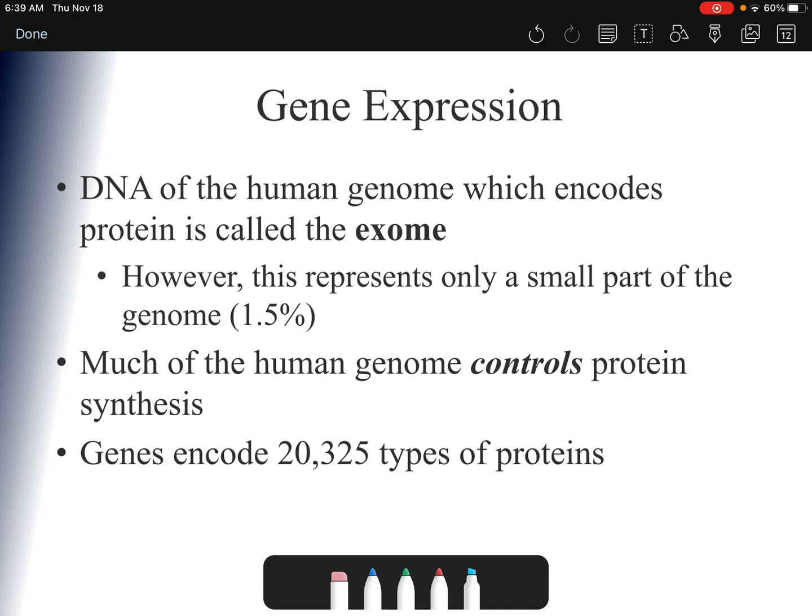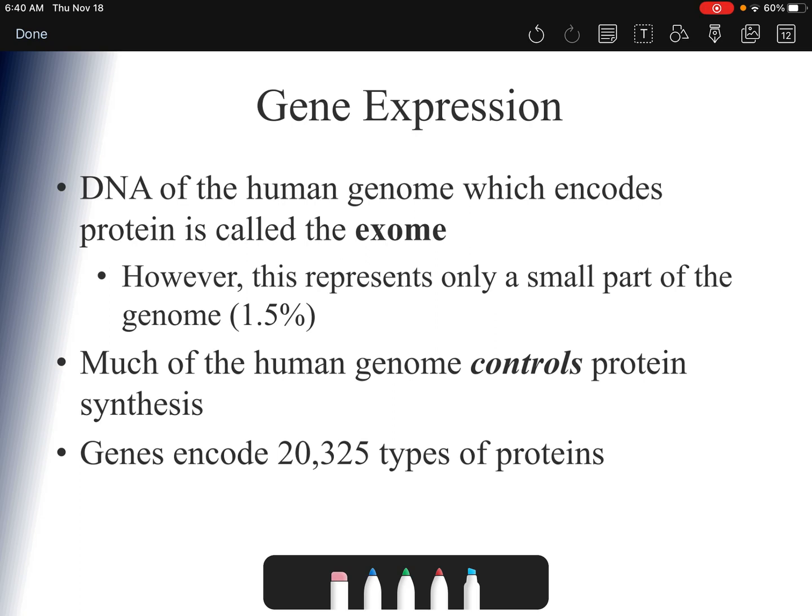When we talk about gene expression, we're really talking about that gene, that segment of DNA that codes for a protein. We're actually talking about getting it to the point where it is expressed as some sort of trait, meaning you have to have that protein being made in order for that trait to show up, such as blue eyes or brown hair.